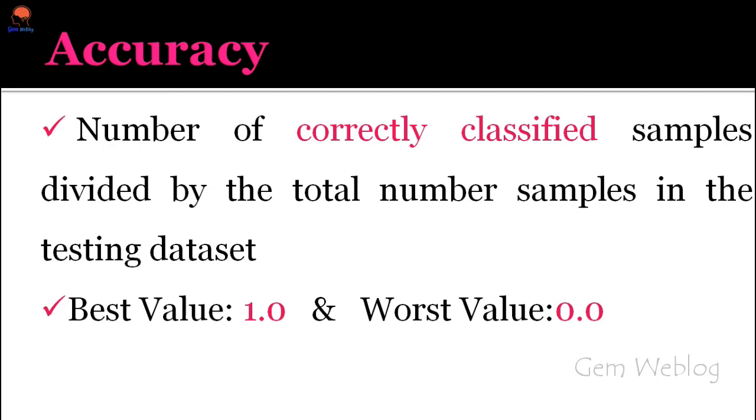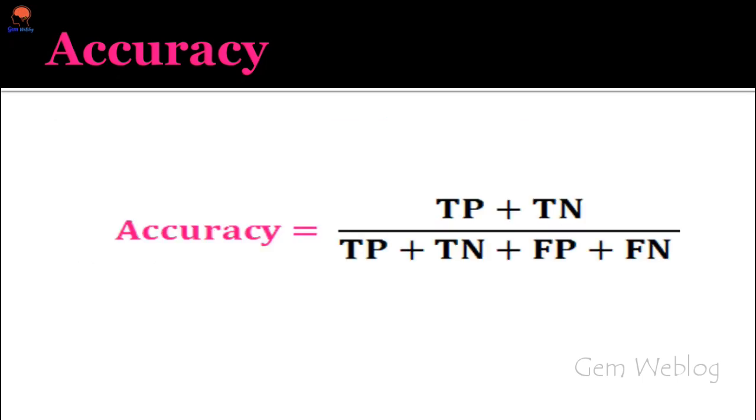Now we will see the accuracy. It represents the number of correctly classified samples divided by the total number of samples in the testing data set. Best value is 1 for accuracy and worst value is 0. The formula to calculate the accuracy is true positive plus true negative divided by true positive plus true negative plus false positive plus false negative, nothing but the total number of samples in the testing data set.